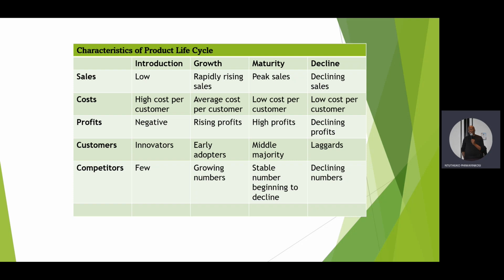And then under growth, there is rising profit, because people are now buying your product. Under maturity, there are high profits. And then under decline, as the word says, declining profits. Okay, we're going to come back to this just to summarize for your benefit, my students. Right, let us go to customers. Under introduction, they are innovators. What does that mean?